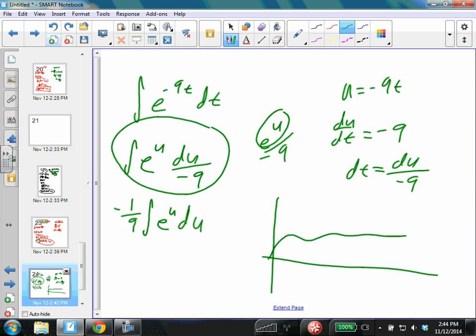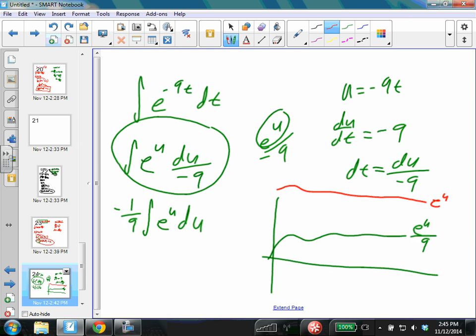So if this is e to the u divided by 9, and I'm just going to use positive numbers here, if that's how tall it is, then how would you compare just e to the u? If we had just the function e to the u, what would you say about it compared to e to the u divided by 9? It's 9 times higher, right? Every single height is 9 times higher.